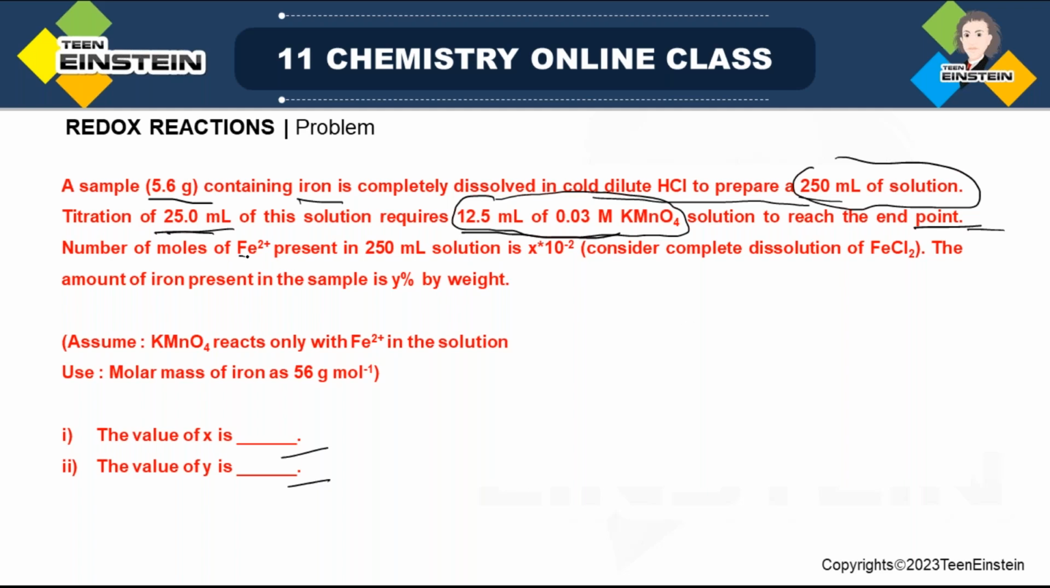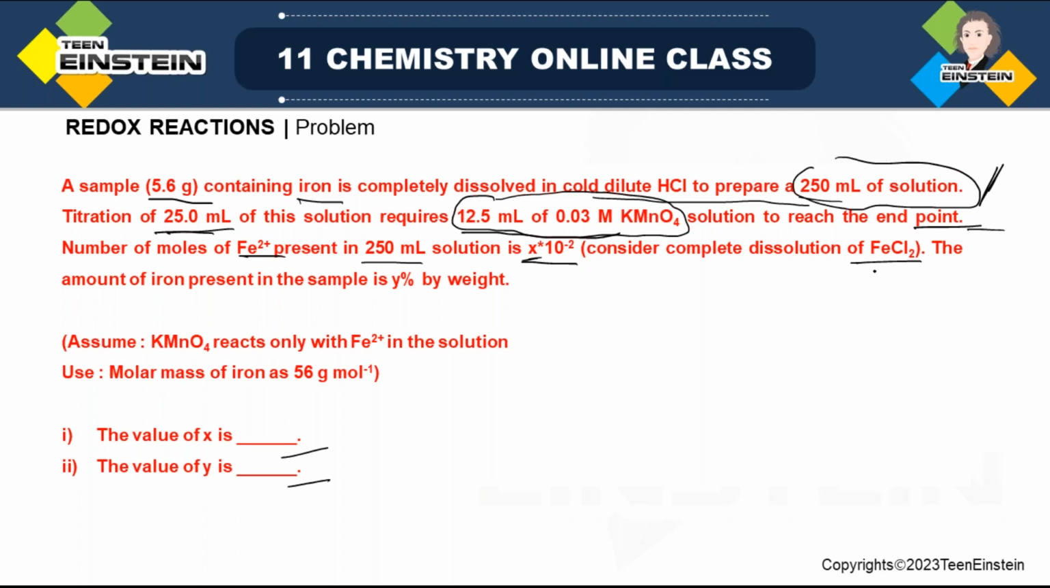Now the question is the number of moles of iron 2+ present in this 250 ml solution, which you have to express in this format, x into 10 to the power minus 2. So you have to find the value of x, and you also have to consider complete dissolution of FeCl2. In this solution prepared in acidic medium, obviously you will see that the KMnO4 reaction is always in acidic medium, as we discussed in the last class, because maximum oxidizing capacity is possible for KMnO4 only if the medium is acidic. That is why we take acidic medium.